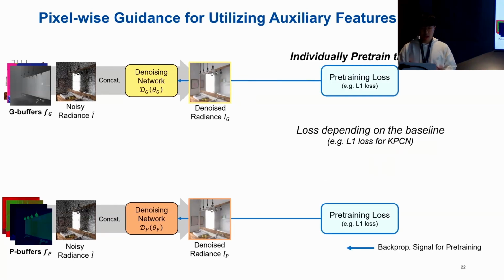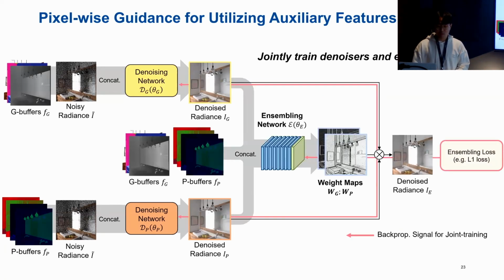Then I'll talk about how to train our framework. We train our framework in two steps. First, we pre-train the individual denoisers based on the strategy of the baseline. In this case, we follow the strategy of KPCN, which we simply train with the L1 image loss. Then to train the ensembling network, we jointly train the ensembling network with the denoisers using the image loss of the final ensembled image.